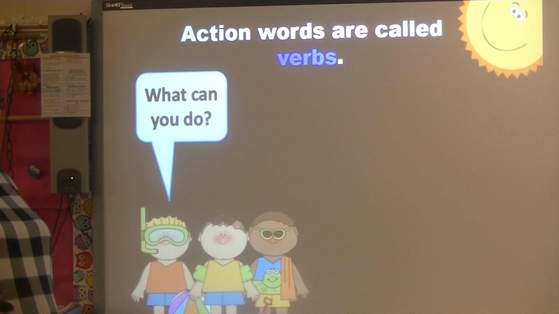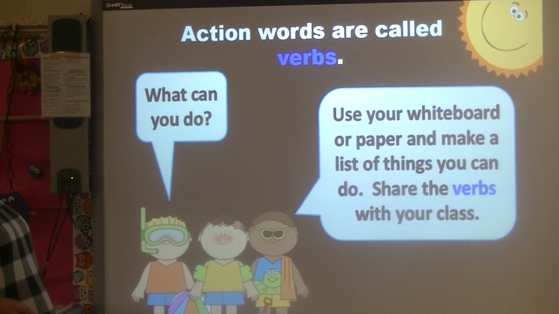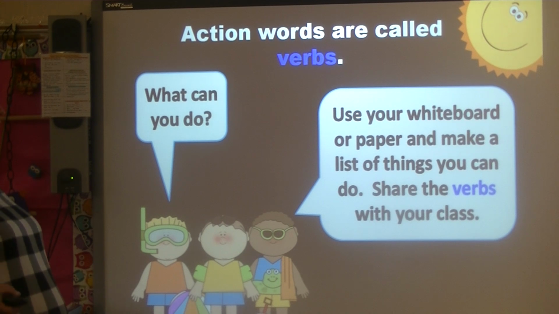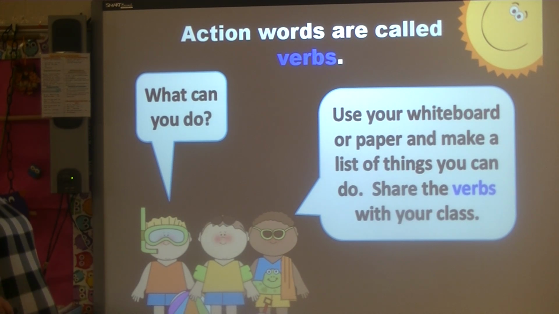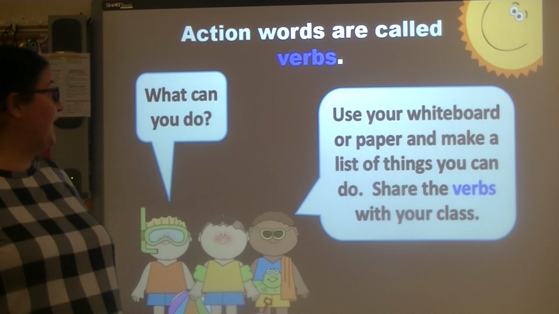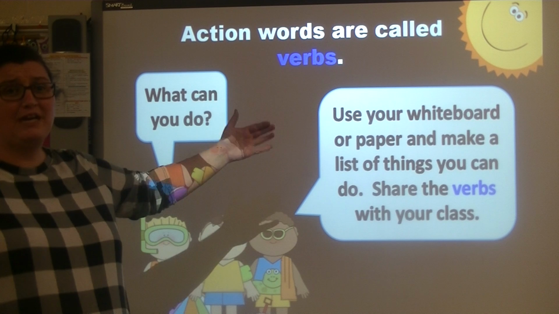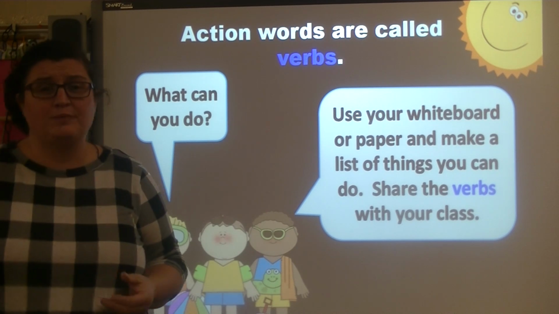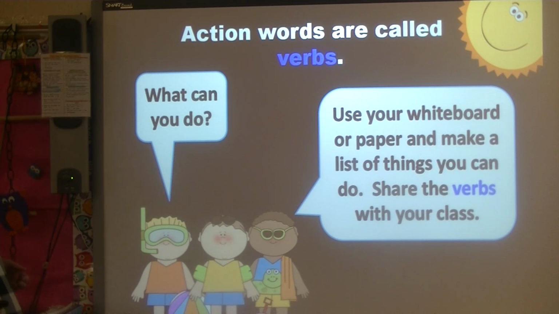What can you do? You can use your whiteboard or paper and make a list of things you can do. You will share yours with your study buddy at home or a grown-up at home. Make a big list, as big as you can, of action words or verbs. Now, you can pause the video and do that first, and then continue with your lesson.